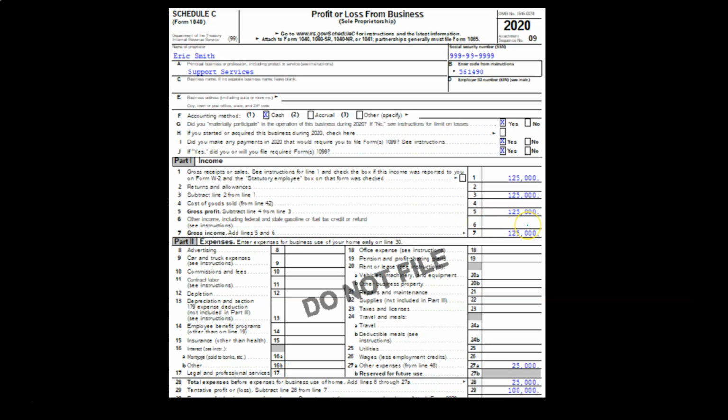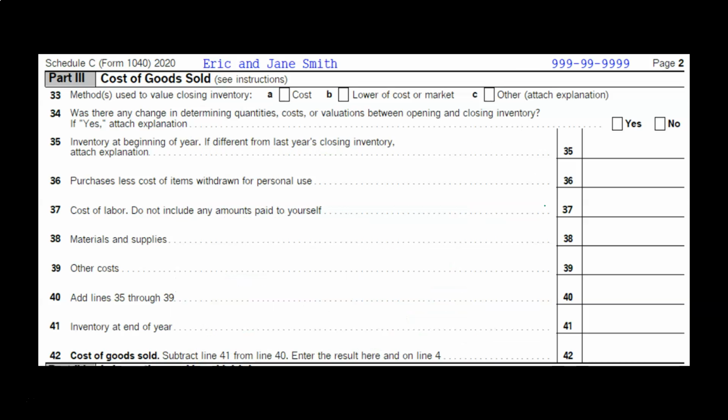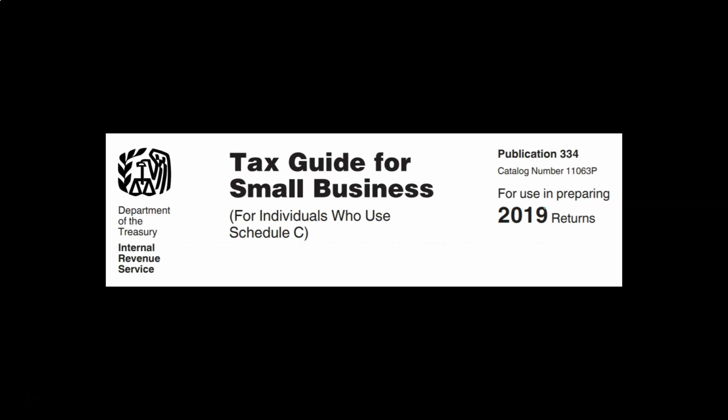You might have an income statement, for example, which already has the cost of goods sold on it, just as an expense line item, but you're also going to need to back into the cost of goods sold calculation using the cost of goods sold worksheet. This is on Part 3 of the Schedule C. So we'll talk about this in a little bit more detail.